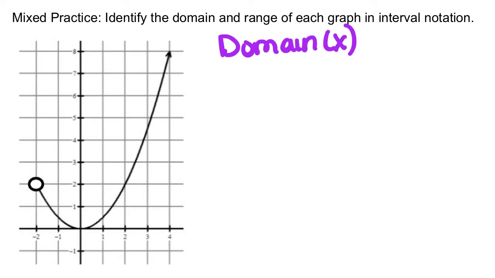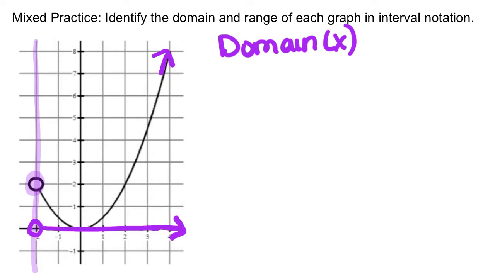And the furthest to the left my domain can go is shown by this open circle here. So it goes all the way over from -2. So I'm going to carry down my open circle. And then the furthest to the right is shown by this arrow. So I can assume it extends this arrow. So my domain goes from -2 to this arrow.